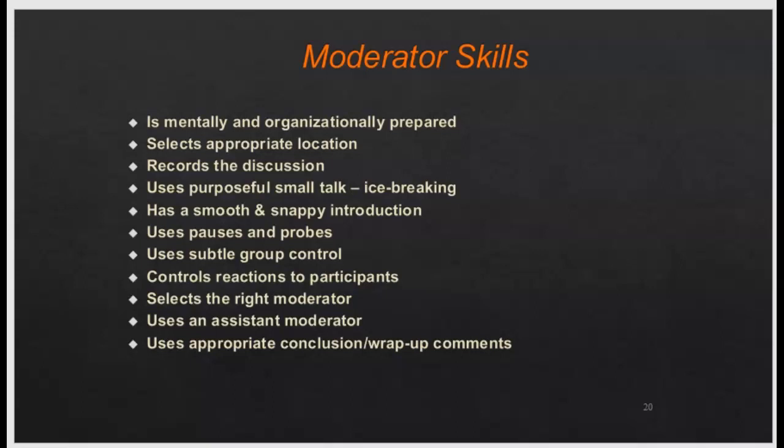And subtle group control basically means make sure that one person isn't talking more than another, and that someone isn't intimidating someone. If you have a person that has an answer for every question and wants to speak first, you may use one of the probes like, "I'd like to hear from someone else on this one," or "So-and-so, could you give me your opinion on this?" And again, control reactions of the participants, so that they don't get overwhelmed or go off on some rant.